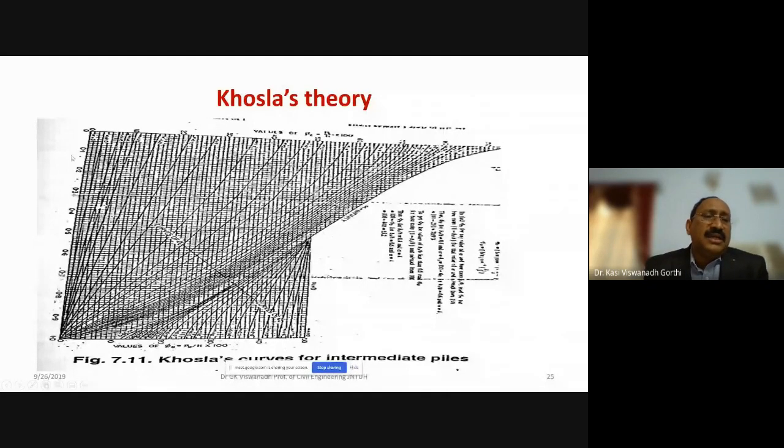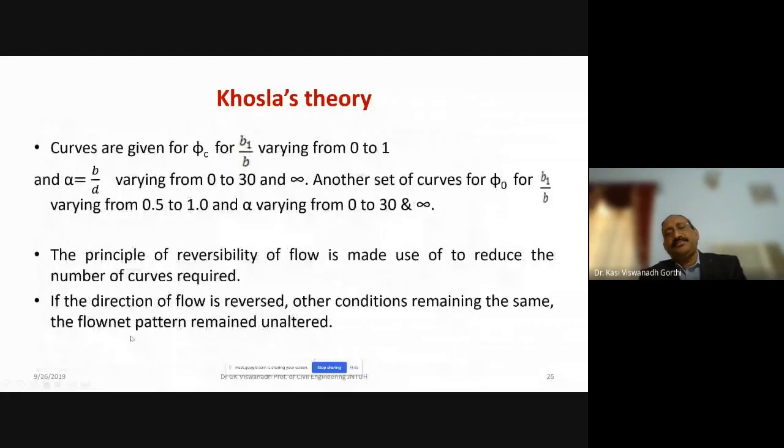And on this side, the ratios are given like 0 to 0.1. Curves are given for phi C, for B1 by B varying from 0 to 1, and alpha equal to B by D varying from 0 to 30 and beyond, up to infinity. Another set of curves are given for phi D, for B1 by B varying from 0.5 to 1, and alpha varying from 0 to 30 and up to infinity.